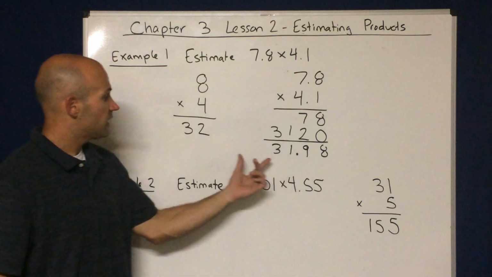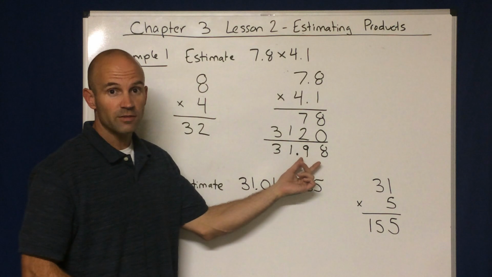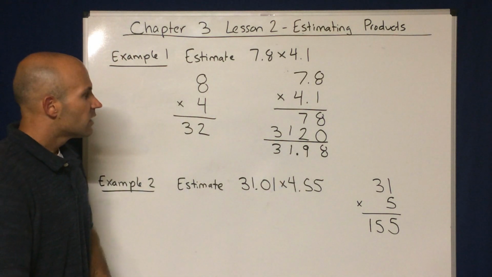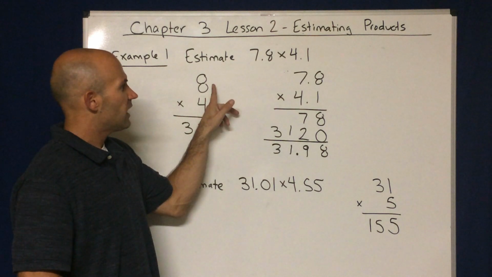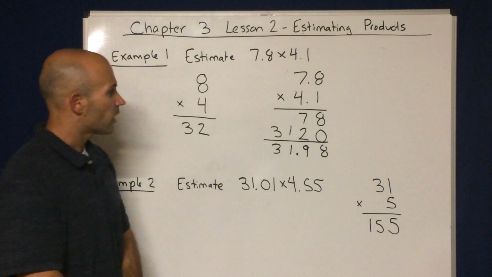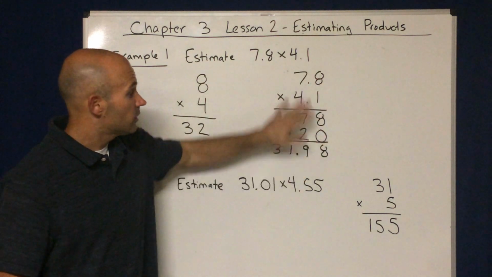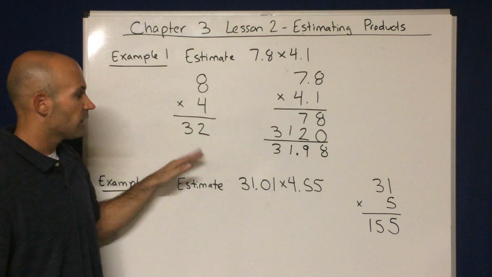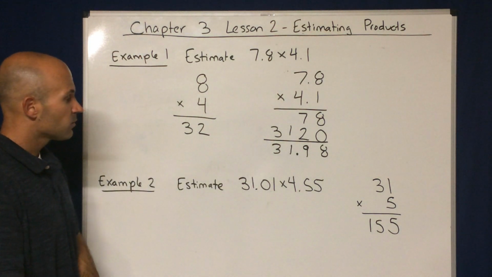That's surprisingly close to our estimate, which was 32. They're really only 2 hundredths off of each other. The reason they were so close is that 7.8 is fairly close to 8 and 4.1 is fairly close to 4. So that's what you would do if you wanted the exact answer. Clearly it's more work than what we did over here, but it's also the true value of 7.8 times 4.1.